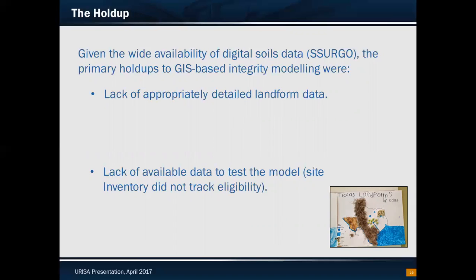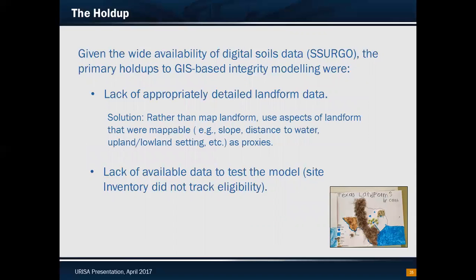So what we did is thought about how to solve these problems. The first one, we stepped back and said, well, maybe we don't really need to identify the landform. Maybe all we need to do is identify aspects of the landform that we can map that provide proxies for how important various landforms are. And secondly, what we did was we went back and went to the site files and began to generate the data. When we had those two things, we could move forward.